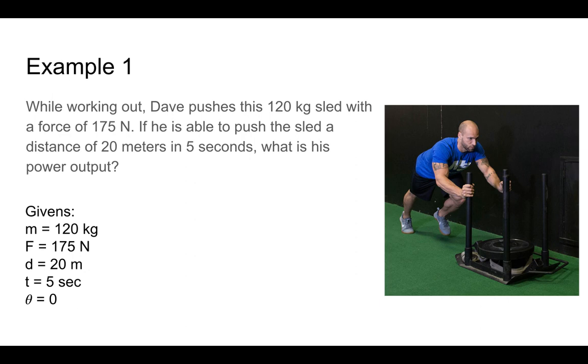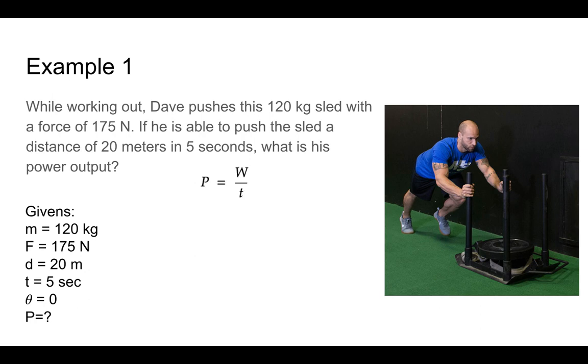Now, I've already written down theta is equal to 0. Here we're assuming that his force is in the same direction as the displacement. He's pushing horizontally. So since they're in the same direction, the angle between the two is 0. I can just assume that, especially since they don't give me an angle here. And then we want to know what the power output is.